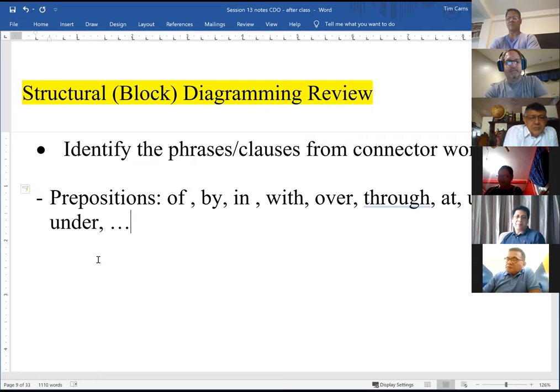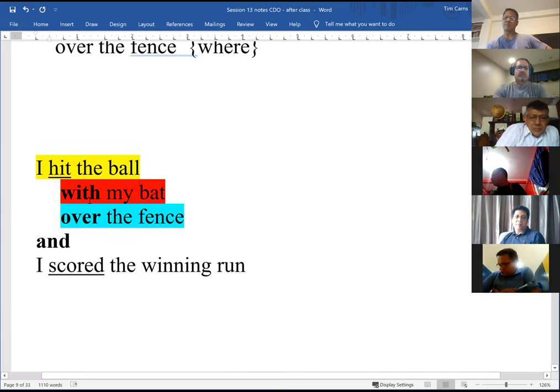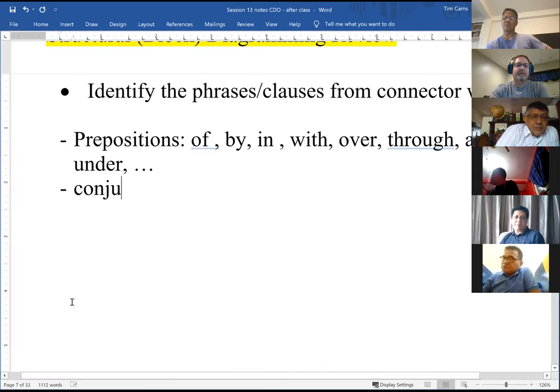In fact, if you go to Wikipedia, list of English prepositions, you'll see a whole list there, and I'll put this in your notes. I'll give you that link in the handout that I send to you later. So prepositions are a very common form of connector word. And in my sentence here, notice that in these two phrases the connector words are prepositions. But we also see another connector word, the word and. That's not a preposition. That's called a conjunction.